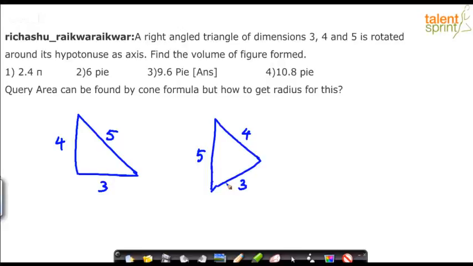Find the volume of the figure formed. Okay, you're saying the volume can be found by the cone formula. But how do we get the radius for this? Will we form a cone here?